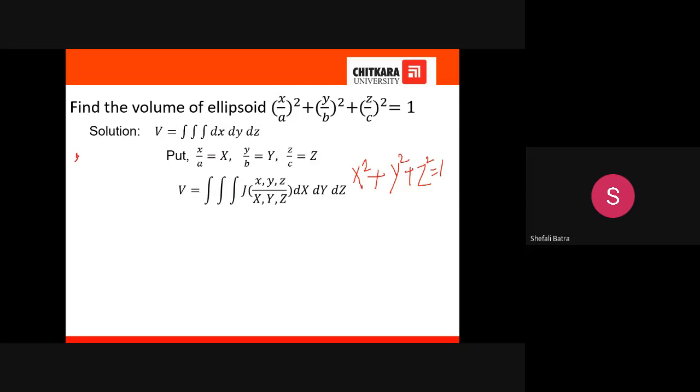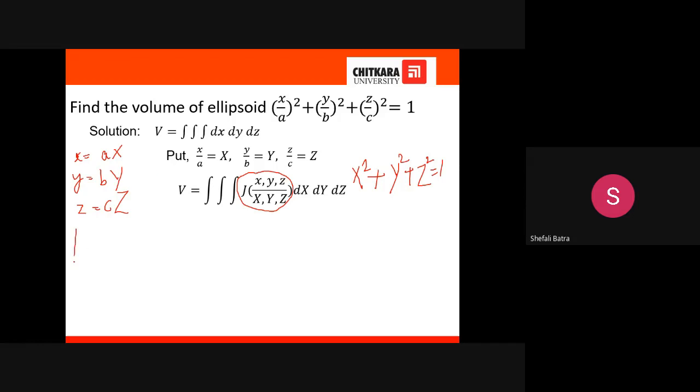You are converting like this: small x is equal to a into capital X, small y is equal to b into capital Y, small z is equal to c into capital Z, right? So now you need Jacobian of x, y, z with respect to capital X, capital Y, capital Z. When you solve this, the answer would be abc.